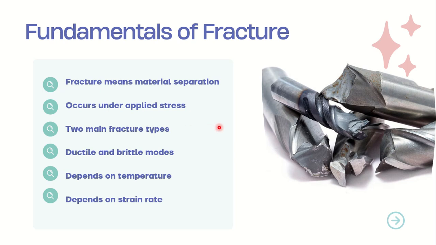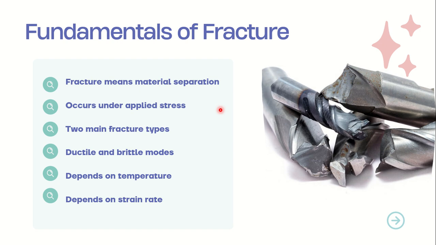Here, the fundamentals of fracture. Fracture means material separation, that means the separation of material into two parts. The two separated parts are called a fracture. This occurs under applied stress. Normally we take the material and put a load, and we will see the deformation, until it goes into the plastic region. Then it will undergo fracture. That is called a fracture.